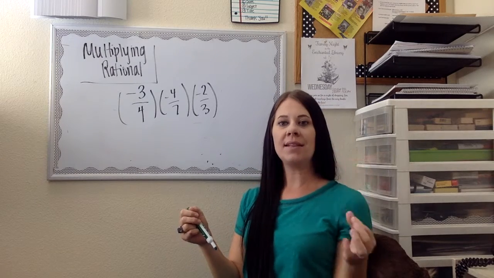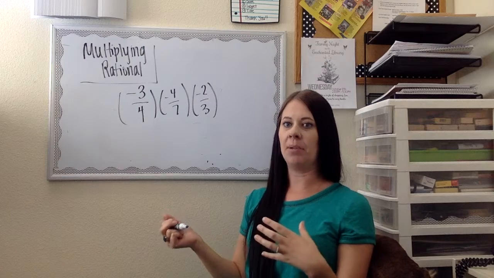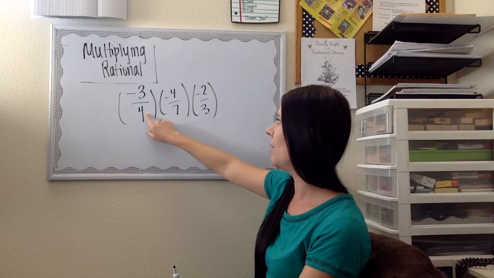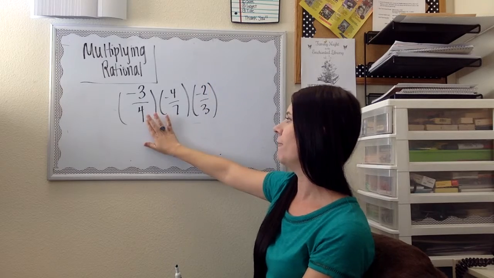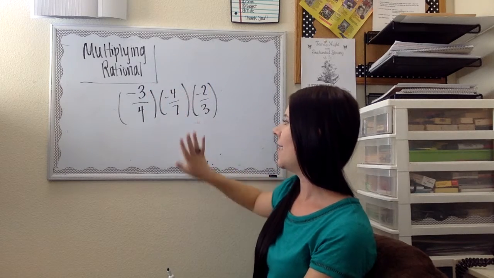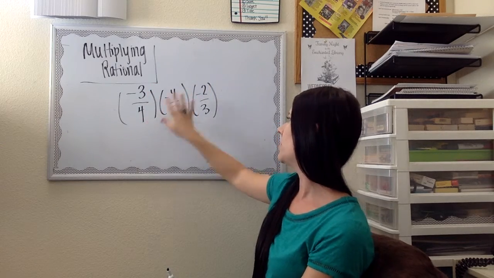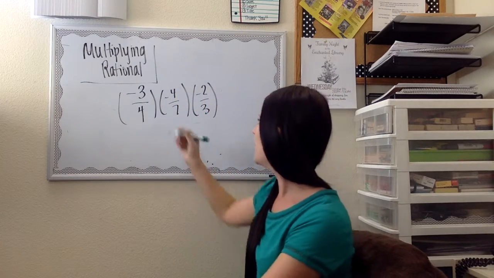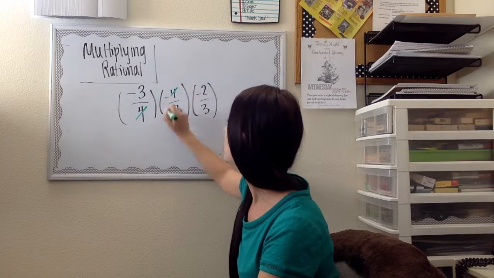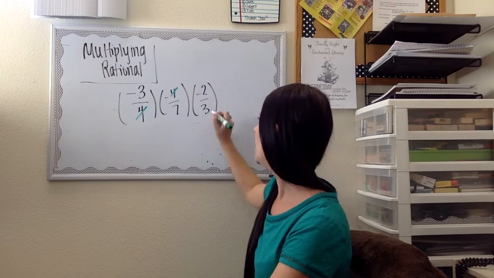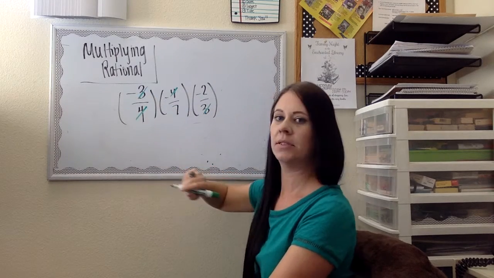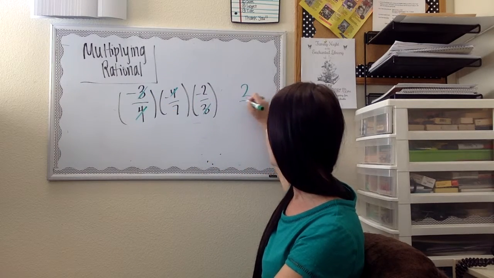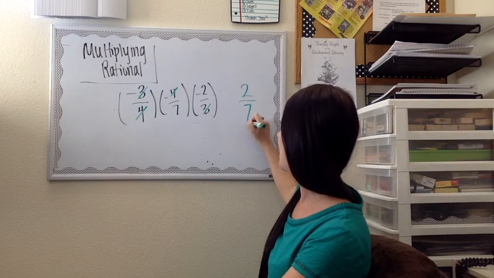What's nice about cross-canceling in this problem is I can cancel anything in the top and the bottom, whether it came from the third and the first fraction, the first and the second, anything from the top to the bottom. So I'm going to first cancel my 4s. Don't lose that negative. And then I'm going to cancel my 3s. Now the only number I have left in the top is 2, and the only number I have left in the bottom is 7.